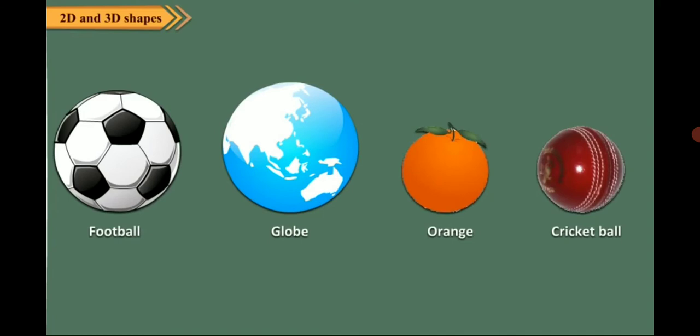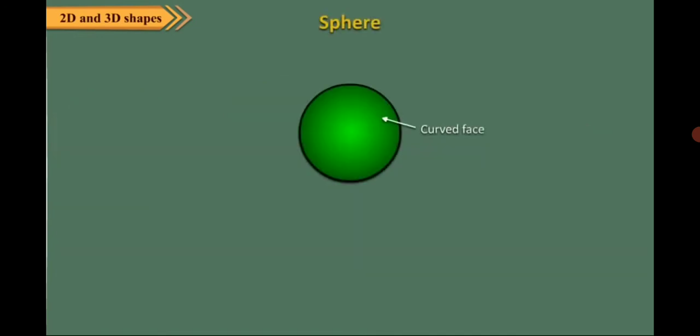Children, now take a look at the shapes of the objects shown here. Each one of these objects have a shape of a sphere. A sphere has one curved face. It has no vertex and no edge.